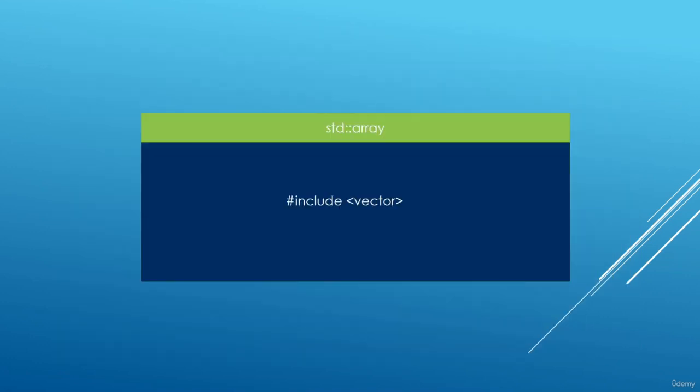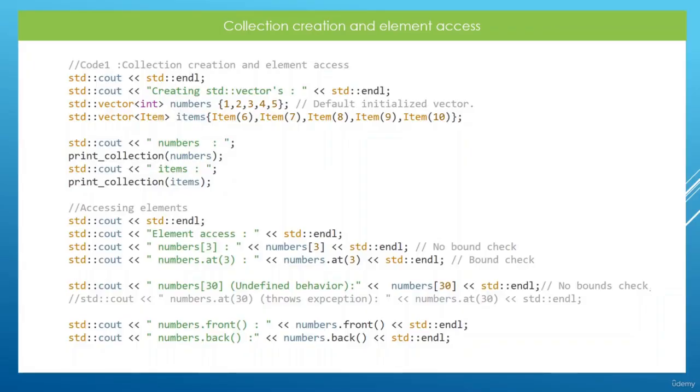Now, to use this, you need to include the vector header. So let's look at a few examples of how we can use this. We can create a vector of integers and a vector of items, and we can really put in data like we do for other containers. This is nothing new now. And after we have the data in, we can print our collection and see that we have the data in.